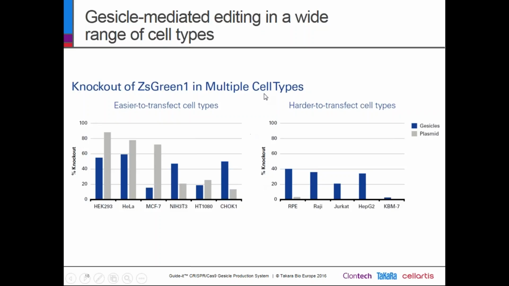Now, of course, the more interesting cell types are the hard-to-transfect ones. Here you can see that plasmid delivery was really very inefficient for the gene editing or non-existent, and with Gesicle delivery we could achieve gene editing efficiencies of 20 to 40% in those cell types. The only cell line which was quite resistant to gene editing was the KBM7 cell line, which is the leukemia cell line.